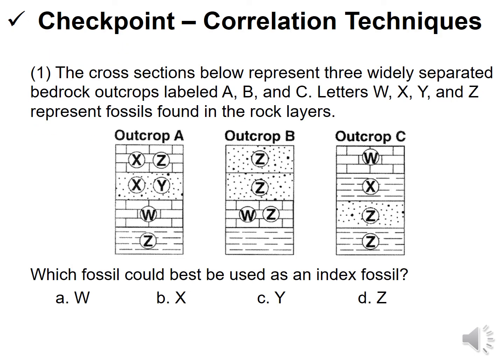Okay. We want to know which one has the best index fossil. So let's see, W, X, Y, Z. Let's start with W. W, yep, it's in all three. Let's see if it's in more than one layer. One layer, going down, one layer, one layer. So I would say our answer should be, without going any further, W.